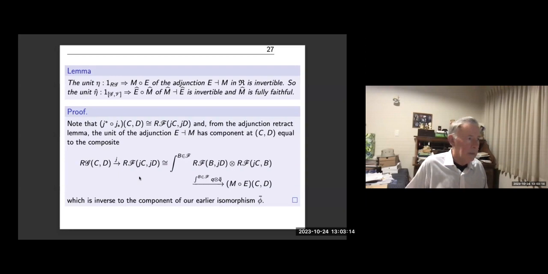Now, the unit of the adjunction, the left adjoint to M, is invertible. That's the next thing you prove. You just look at what the unit is, and then you see that the isomorphism I had before is the inverse of this unit. So we've got the invertibility on one side, and that's the easy direction.